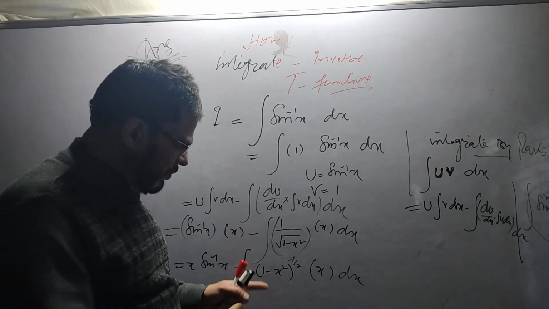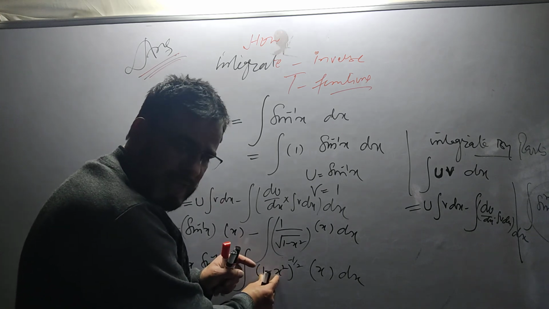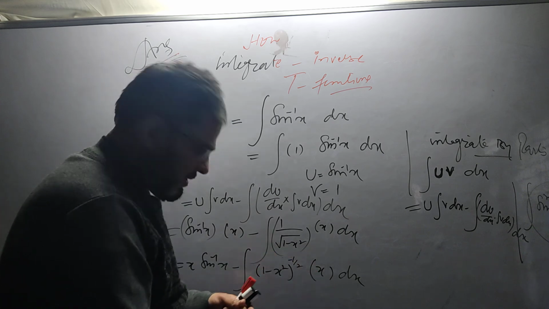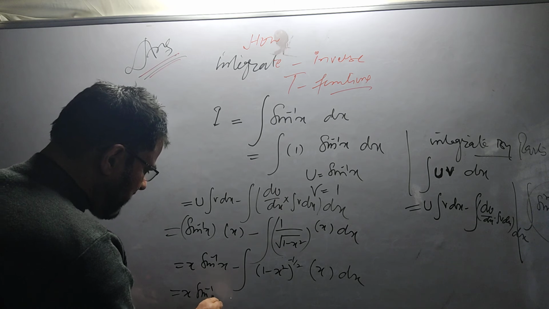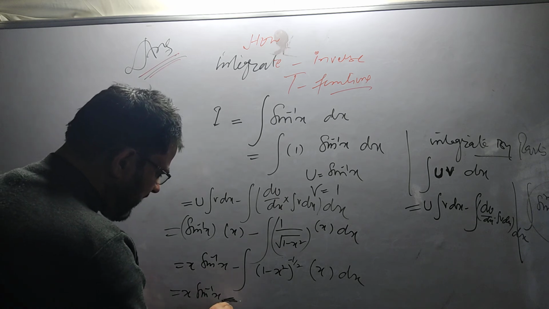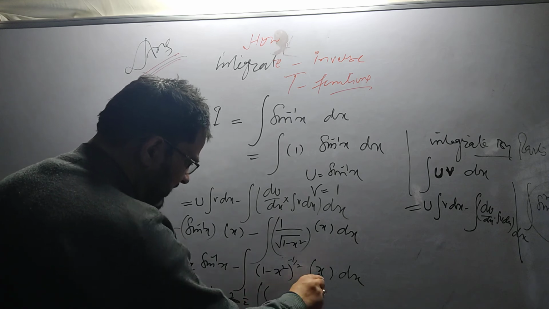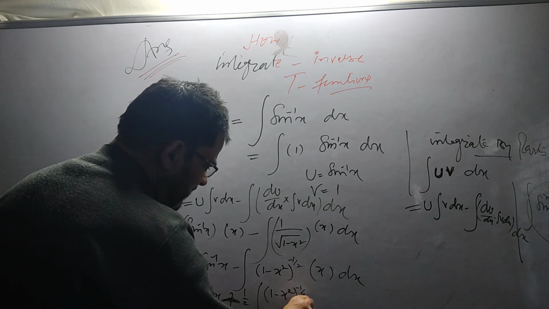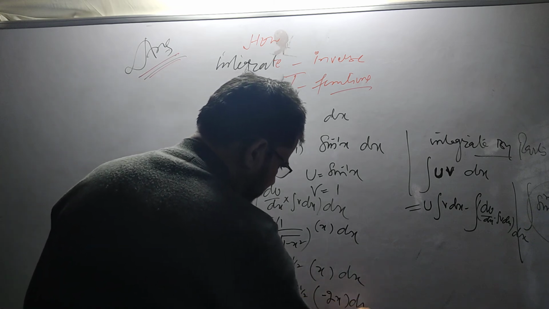But you have one more formula. If we differentiate 1 minus x square, it comes out to be minus 2x. So I can convert this to minus 2x. There is one more method: x sine inverse x plus 1 by 2 integral of, because I need a 2 here, and minus, 1 minus x square raised to the power minus 1 by 2, into minus 2x dx.